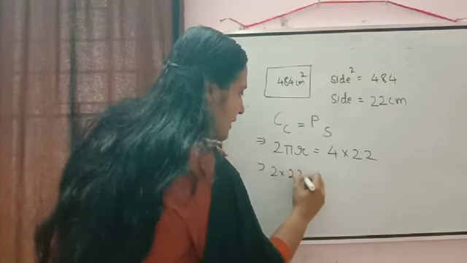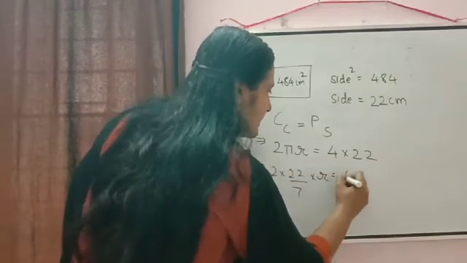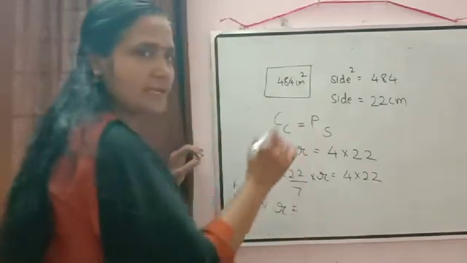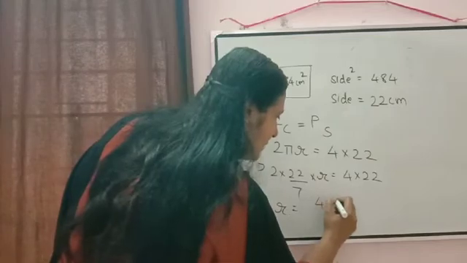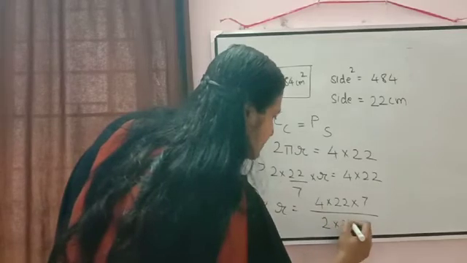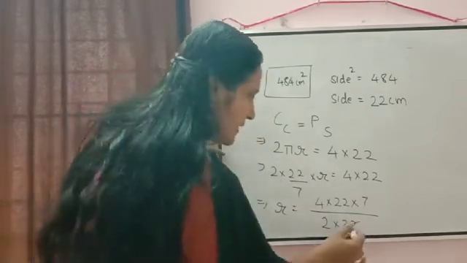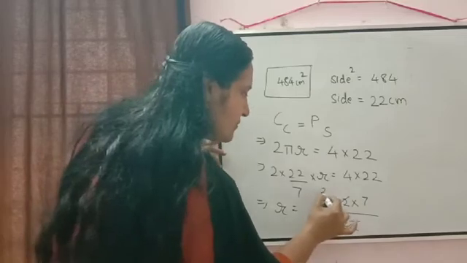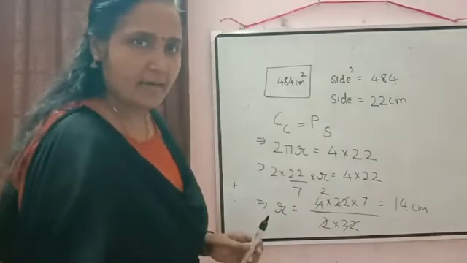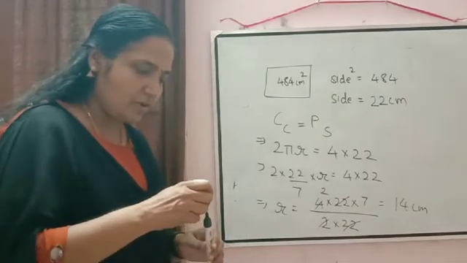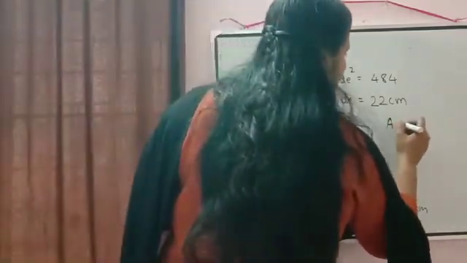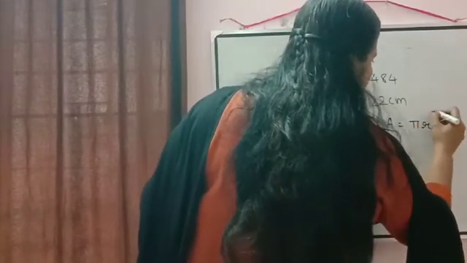Now 2 into 22 by 7 into radius is equal to 4 into 22. Except radius, the rest we can shift to the right hand side. Then it will come 4 into 22 into 7 by 2, and this 22 is also there. So these 22 will get cancelled. 2 2s are 4. So here we are getting radius is equal to 14 centimeter. But we don't want the radius, we want the area. Area is equal to pi r square.